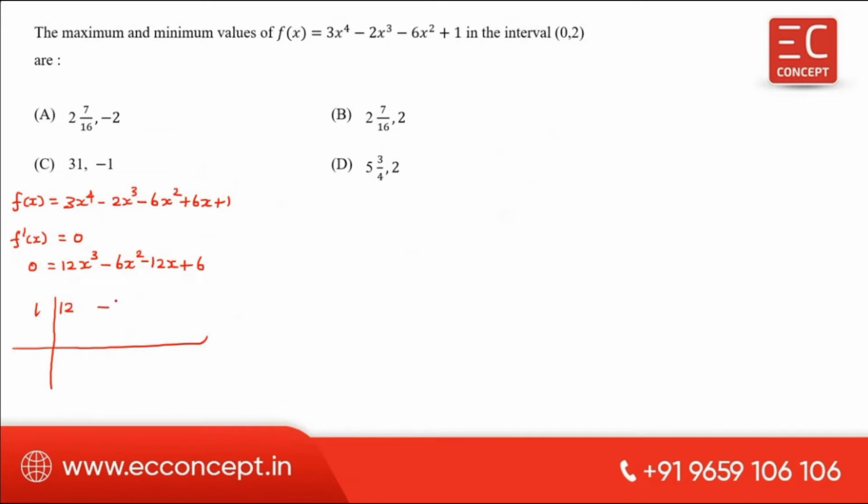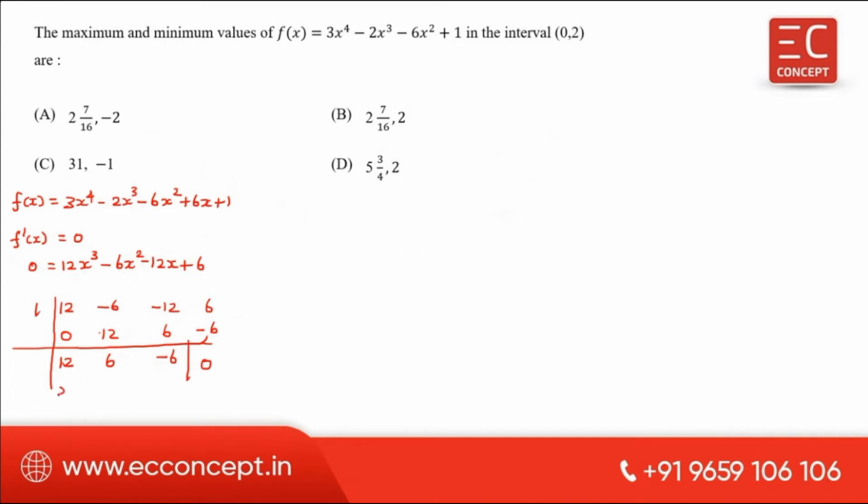Minus 6 is the coefficient, minus 12, then the coefficient is 6. Now first you have to put 0, then you add these two, this is 12. Then multiply this 12 with 1, you will get 12. So if you simplify this, then this is 6. 6 into 1, this is 6. Minus 6. Simplify this, this is minus 6. So the answer for this is 0 now.